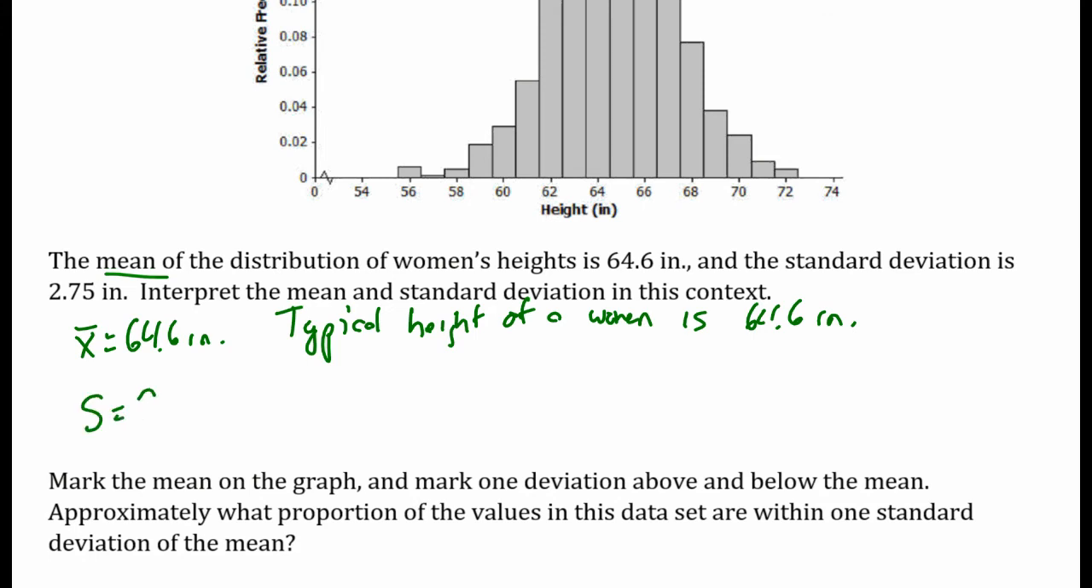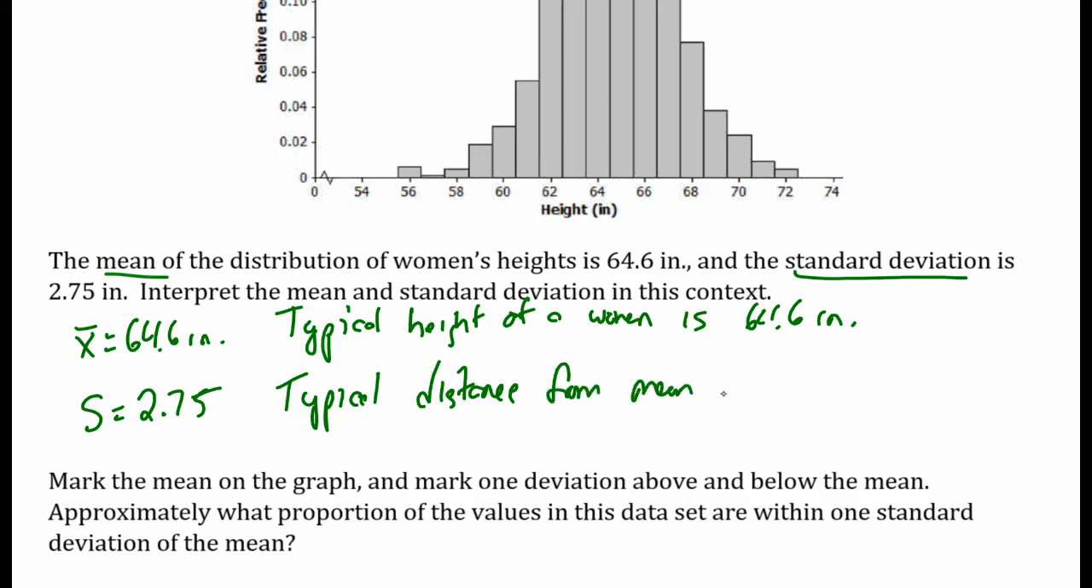Our standard deviation for our sample is 2.75 inches. So the big idea for standard deviation is it's the average distance from the mean. The typical distance from the mean, on average, is about 2.75. So the typical distance from the mean of the heights of women is 2.75. So the standard deviation is a measure of spread. It tells me what's the average, what's the typical distance from the mean.